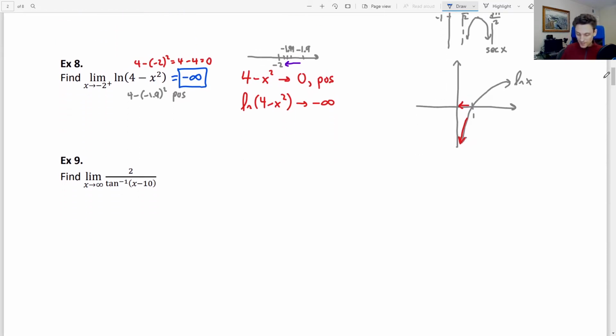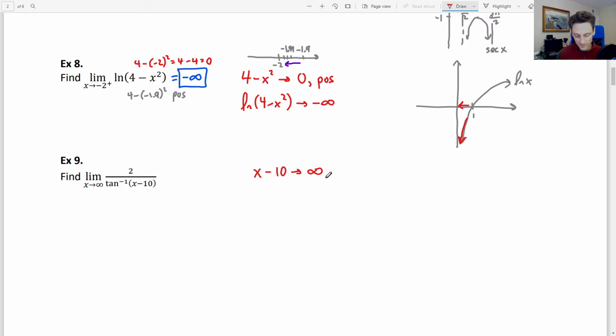All right. So our last one for the page, example 9. Find the limit as x approaches infinity of 2 over inverse tangent of x minus 10. Now here, if we look at the chain of what we're plugging in, we're plugging it first into the x minus 10. So we can figure out what is going on with x minus 10 first. Well, as x approaches infinity, x minus 10, what is that going to approach? Infinity still. If you subtract 10 from a bunch of numbers that are getting bigger and bigger, your numbers are still getting bigger and bigger towards infinity. A million minus 10, a billion minus 10, a trillion minus 10, those numbers are still going to be evaluating to numbers approaching infinity.